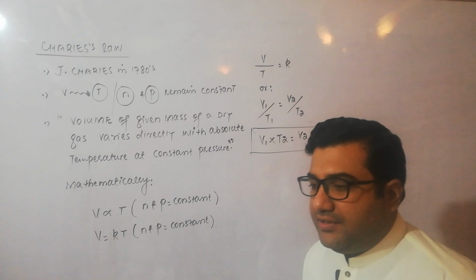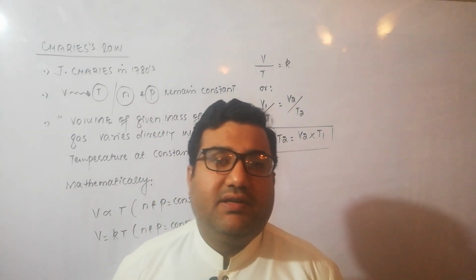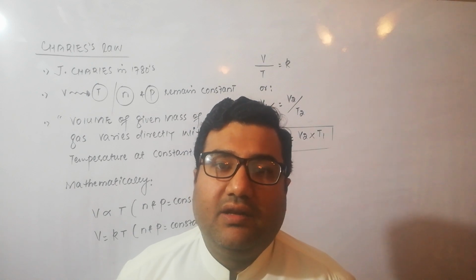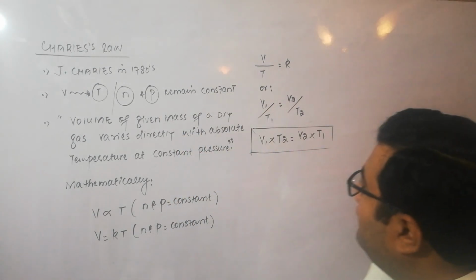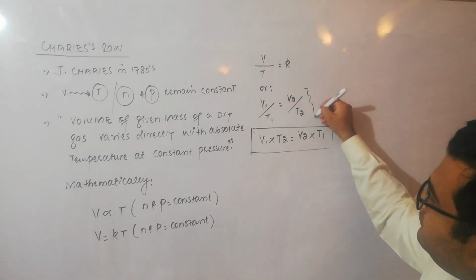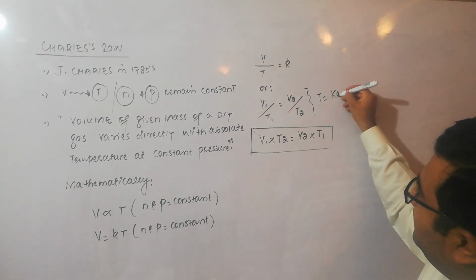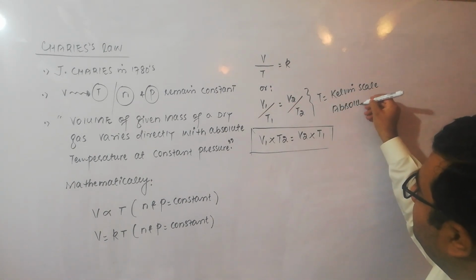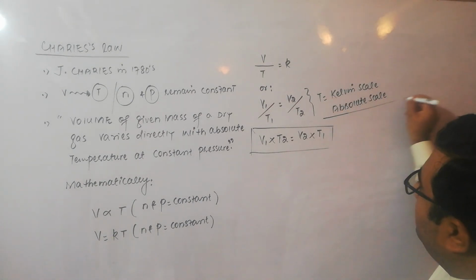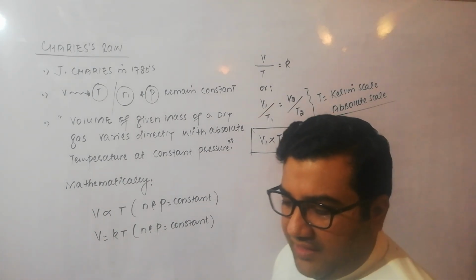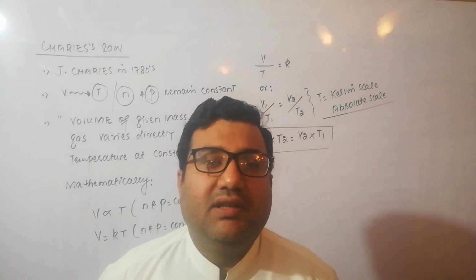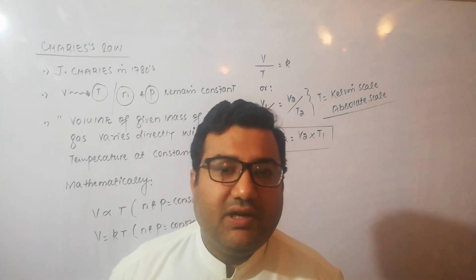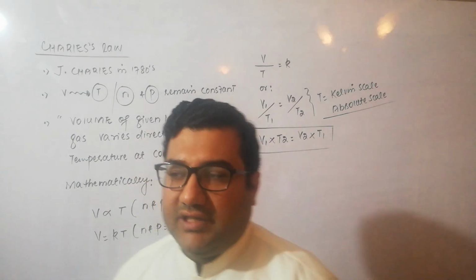This means if the temperature of the gas decreases, then the volume also decreases, and if the temperature increases, then the volume of the gas also increases, provided that the number of moles and pressure are constant. And this form of Charles's law is obeyed only if the temperature is taken on the Kelvin scale, or you may say the absolute scale of temperature. If the temperature of a gas increases 2 times, then the volume also increases 2 times. And if the temperature becomes half, then the volume also becomes half. So it is the direct relation between the volume and temperature of the gas.